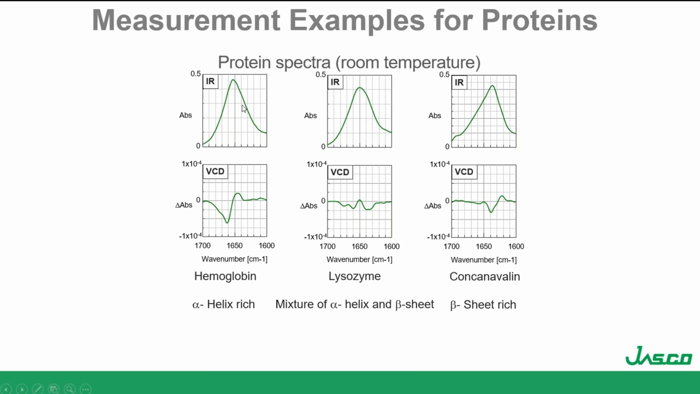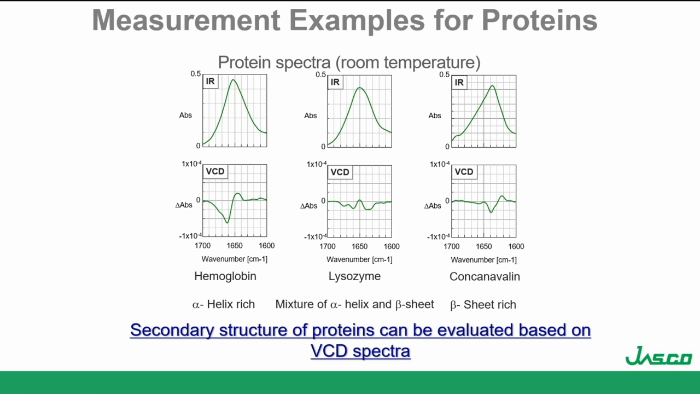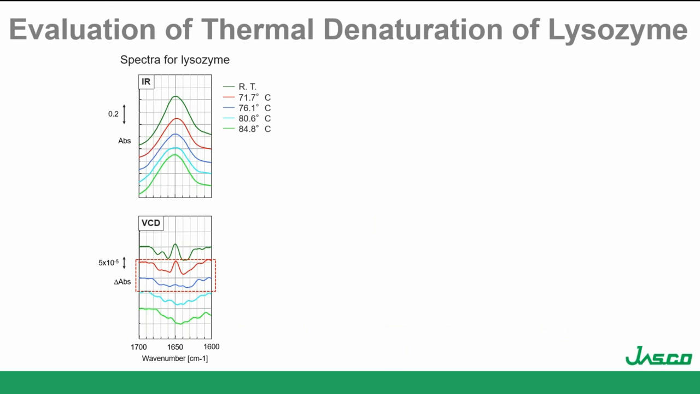And here you can see different protein measurements. For those familiar with protein measurement in FTIR, the peak around 1650 is amide I, and even though they look similar, in the VCD spectrum you can see that they are different. For example, you can have samples that are rich in alpha helix, like hemoglobin, lysozyme, a mix between alpha helix and beta sheet, and concanavalin, which is a beta sheet rich protein. So actually, we can do some study regarding the secondary structure of proteins in VCD.